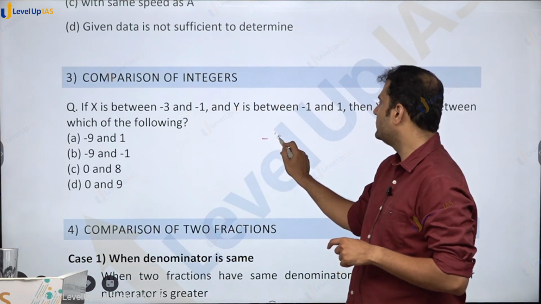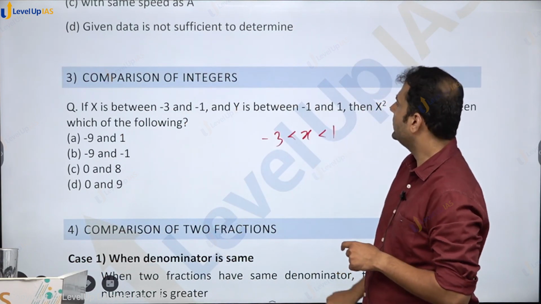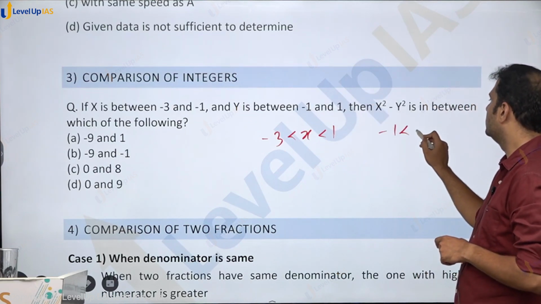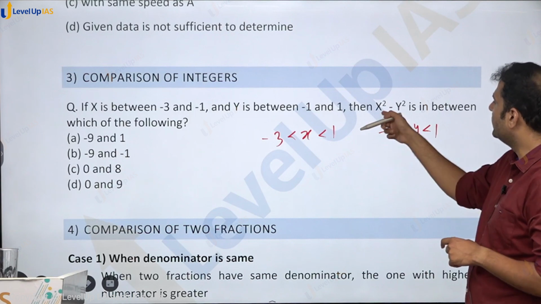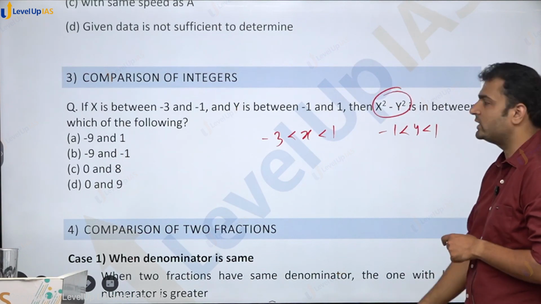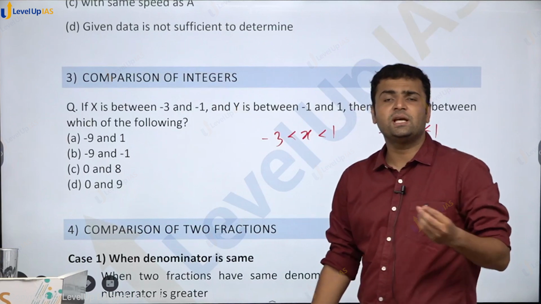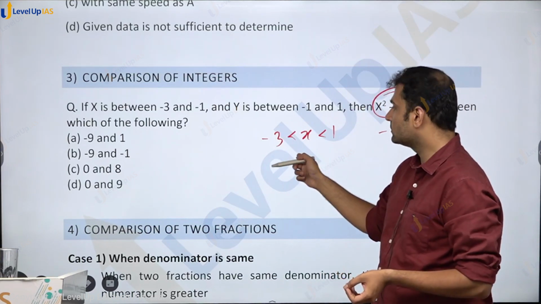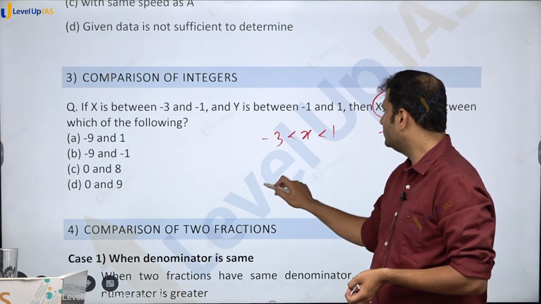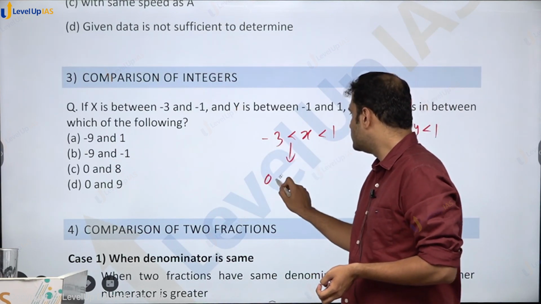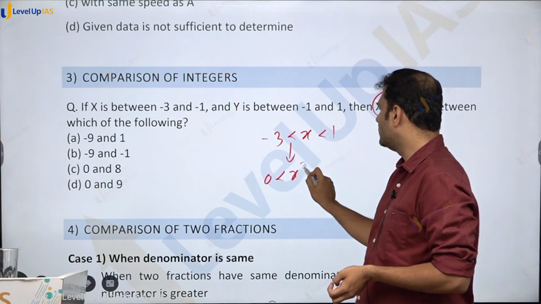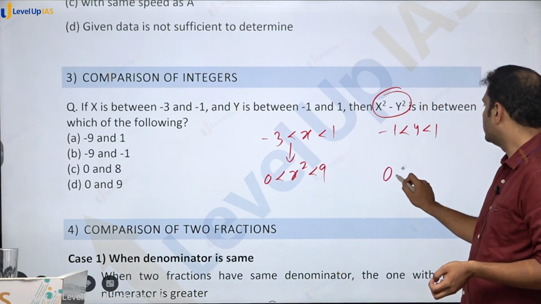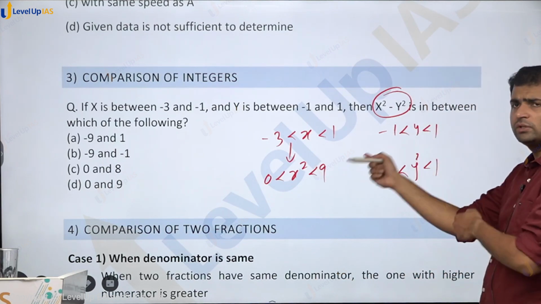X is between -3 and -1, right? And Y is between -1 and 1. So -1 less than Y less than 1. So we want to talk about this quantity, x square minus y square. So let us firstly look at what are the ranges of x square and y square. See, -3, 3 is bigger than 1. So range of this would be 0 because 0 is in this range. So 0 less than x square less than 9. And here we have 0 less than y square less than 1 because 0 is also in this range.